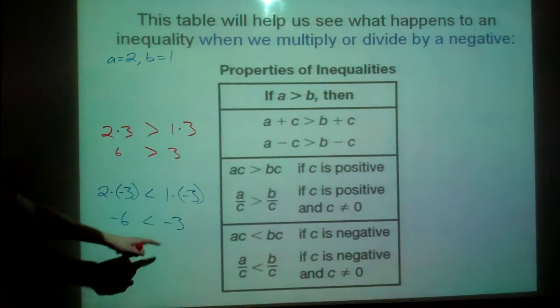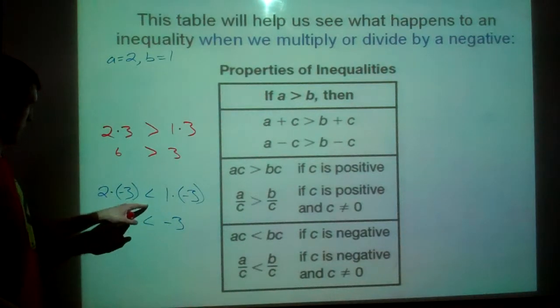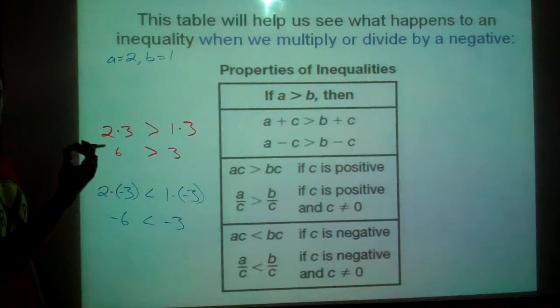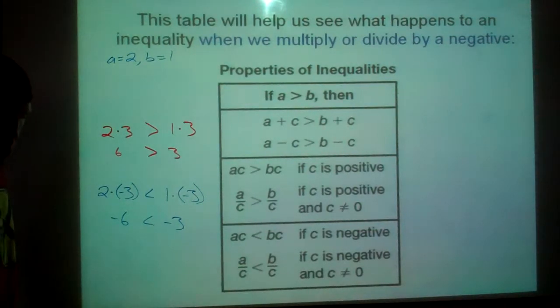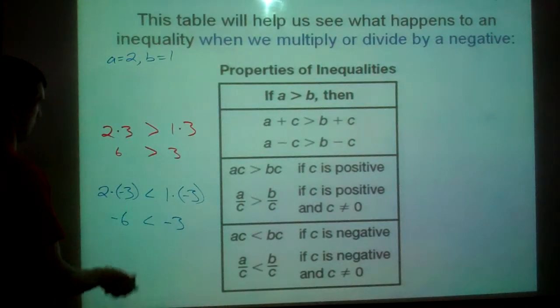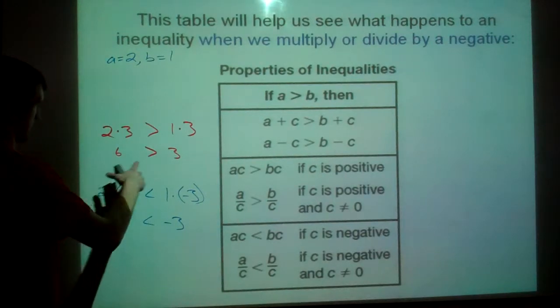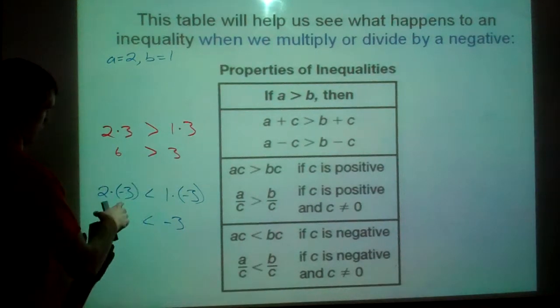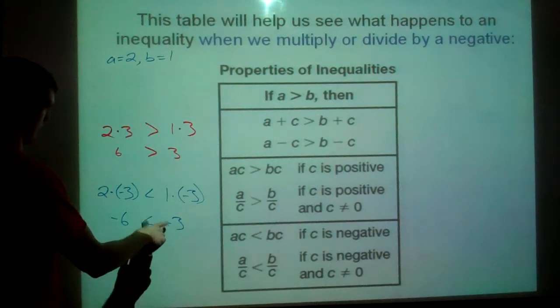Now, negative 3 is bigger than negative 6, right? So what happened to our sign? It flipped around, it switched directions. So if we multiply by a negative, the sign flips. We're going to show that more in a second. So if we multiply by a negative, our sign flips around. 6 is bigger than 3, yes. But if we multiply by negative 3, negative 6 now is less than negative 3.